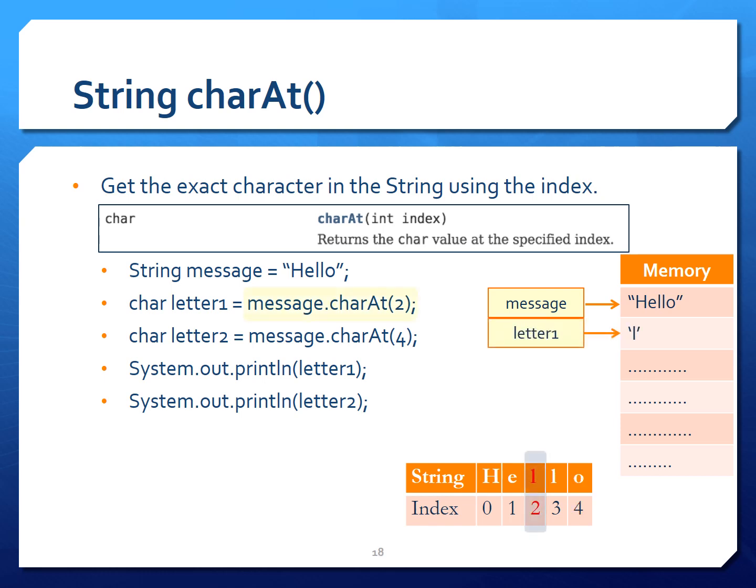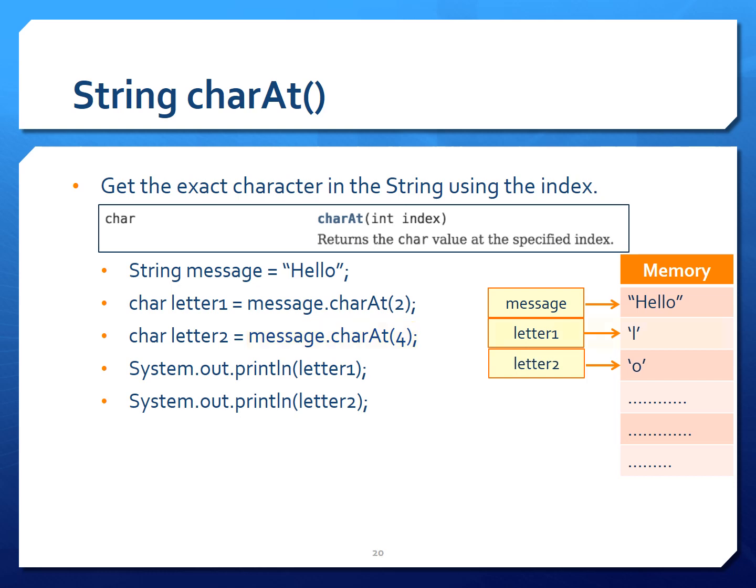In this example, we use charAt(2) to extract the third letter L from the string, and charAt(4) to extract the last letter O from the string. So the variable letter1 will be assigned the character L, and the variable letter2 will be assigned the character O. Finally, letters L and O are printed onto the console.